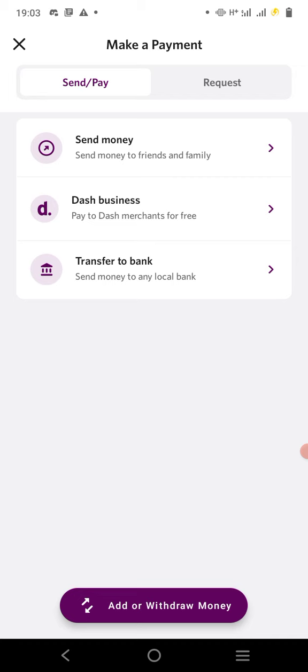You send the money, and even if it takes a long time, the moment Dash notifies you that this money has already been processed, you can just chat me up. After you send the money, you can take a screenshot. The moment Dash notifies you, you can chat me up instantly, and I'll be able to attend to you.